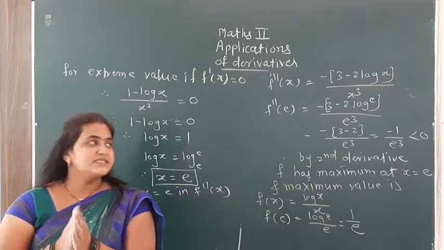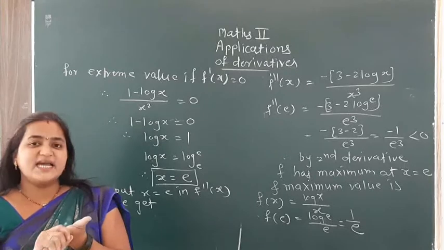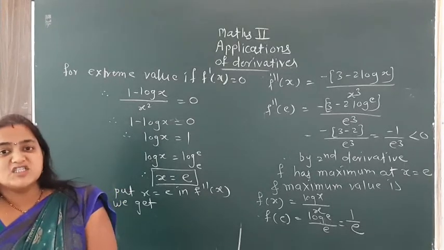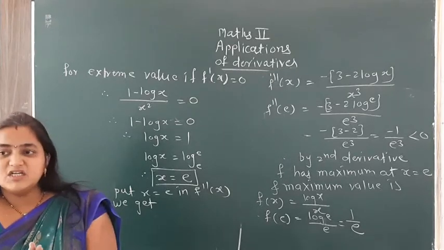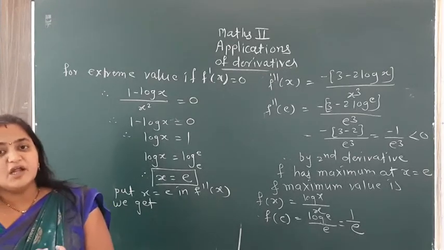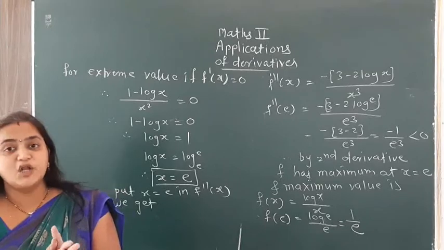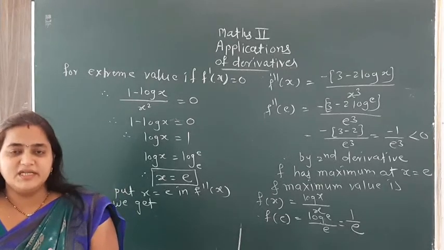Now this f of x, which type of function is it? A polynomial type function or a logarithmic type function? We can find the maximum and minimum. Now in the next example, we can solve a theoretical question for maximum and minimum. Thank you.